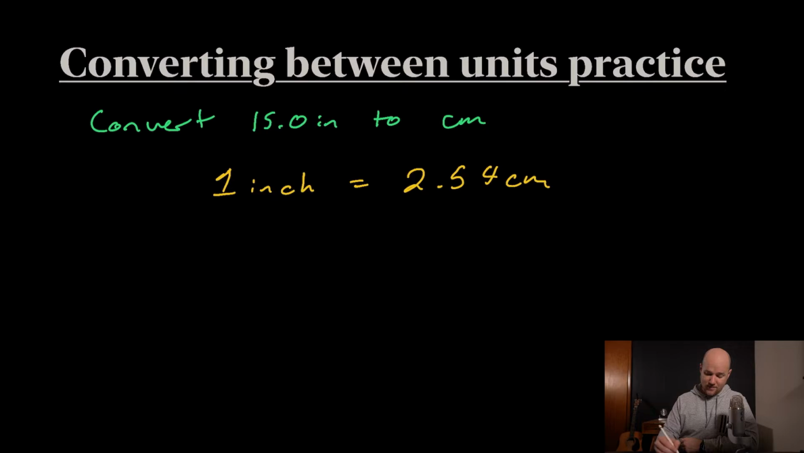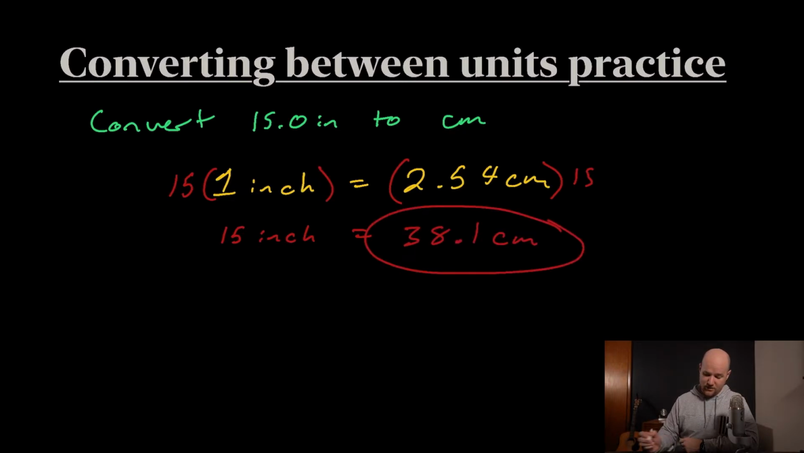Well, if I multiply both sides by 15, that gives me 15 inches. And if you were to plug 2.54 times 15 into your calculator, you're going to get 38.1. And that would be the same as 15 inches. So right there, we converted 15 inches into centimeters. Now let's do it another way.